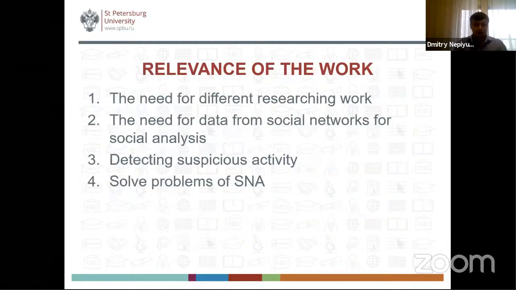What about the relevance of the work? All points on the page are very connected. Some researchers need to analyze data for their own purposes, while sociologists need data to analyze social opinion and mood. It's also important to highlight suspicious activity in social networks. But in general, getting data is important for solving SNA problems, which include data crawling, sentiment analysis, topic modeling, and bot detection.